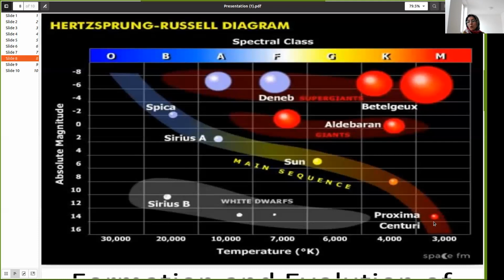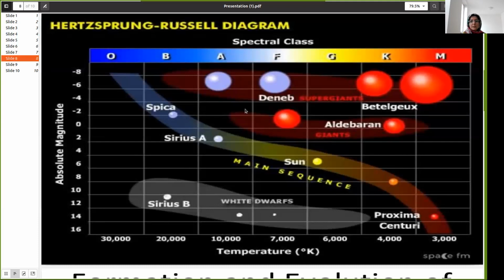So it's a very old star with low temperature and low magnitude. So then we see something else. We have some other regions.